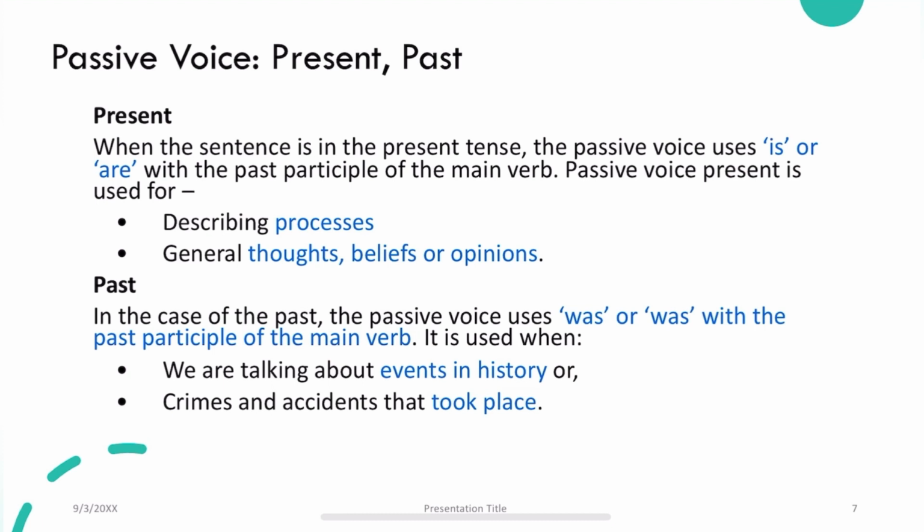If I talk about the past, in case the sentence is given in the past tense, the passive voice uses was or were with the past participle of the main verb. It is used when we are talking about events in history, or crimes and accidents that took place in the past.